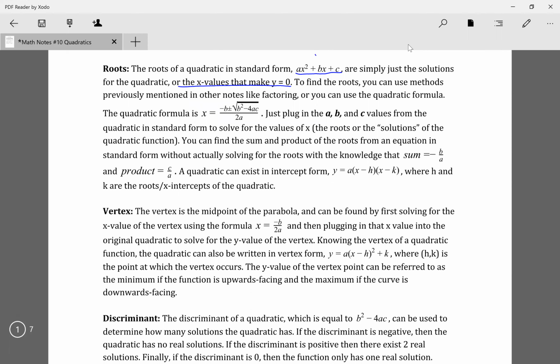You can also find the sum and the product of the roots using formulas. The sum of all the roots is equal to negative b over a, and the product of all the roots is equal to c over a. You can also have it in intercept form: y is equal to a times x minus h times x minus k, where h and k are both the roots, or x-intercepts, of the equation.